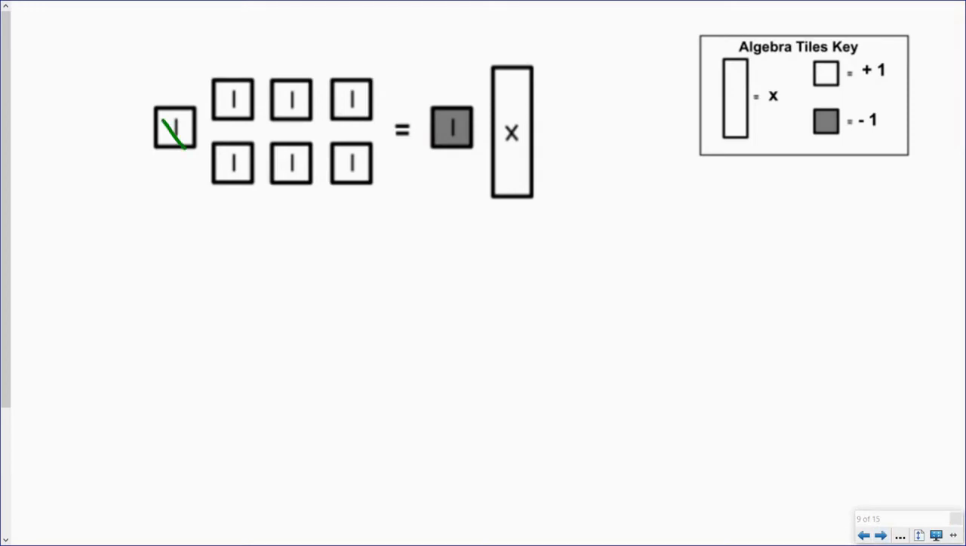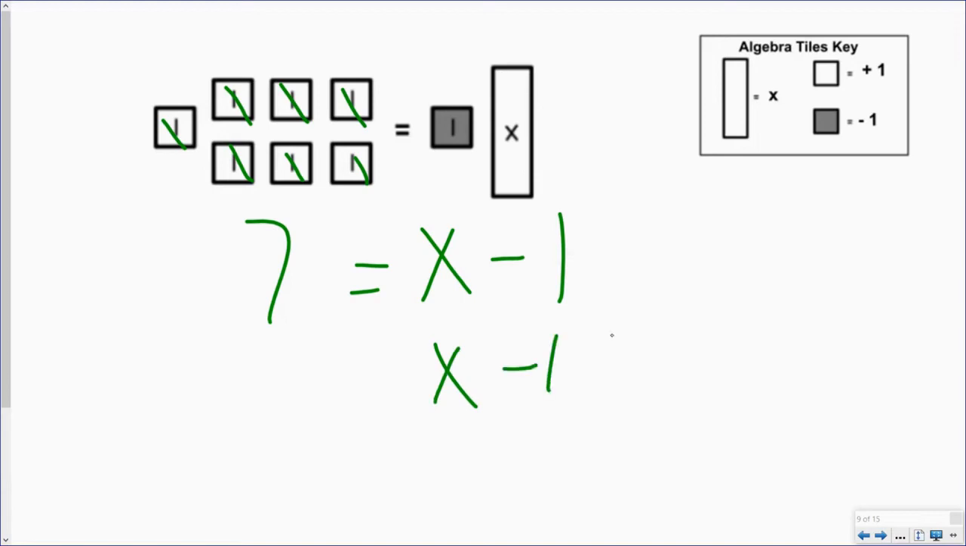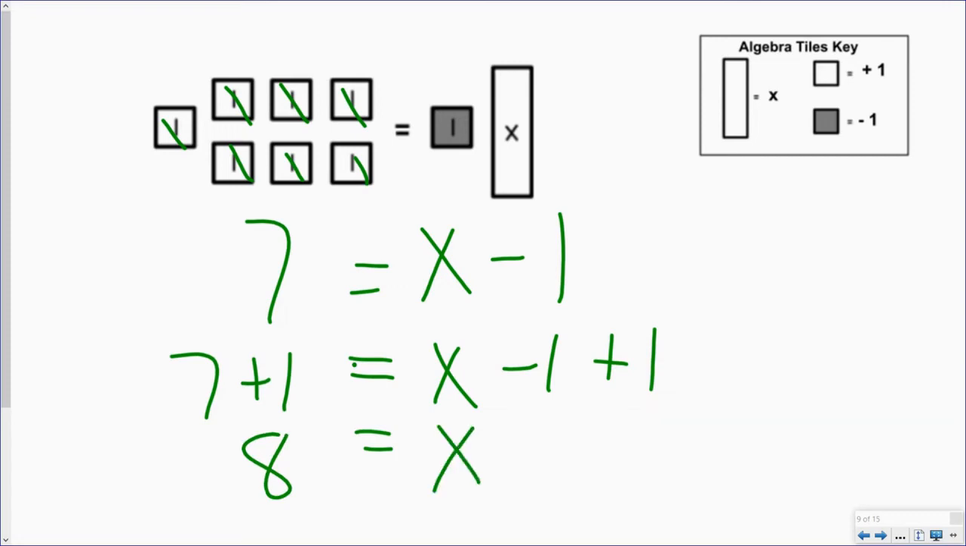So I have 1, 2, 3, 4, 5, 6, 7 on this side, equals 1x and then minus 1. Again, I want to get my variable by itself. I'm going to take x minus 1 plus 1. And then on this side, I would take 7 plus 1. On this side, 7 plus 1 is 8. On this side, I would just have x. So right now, my x is equal to 8.